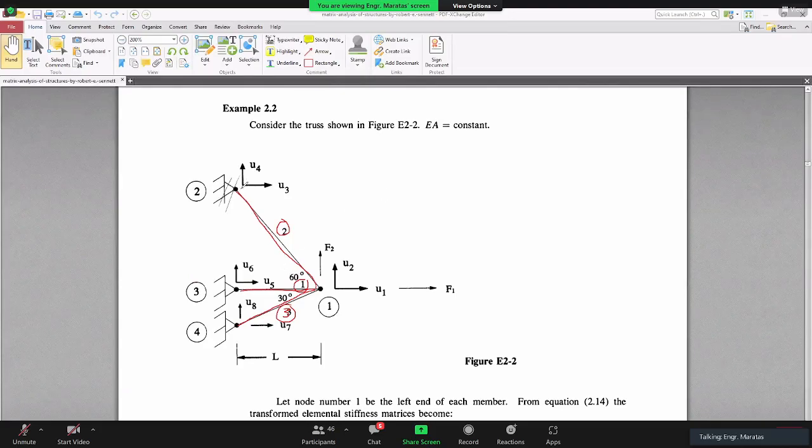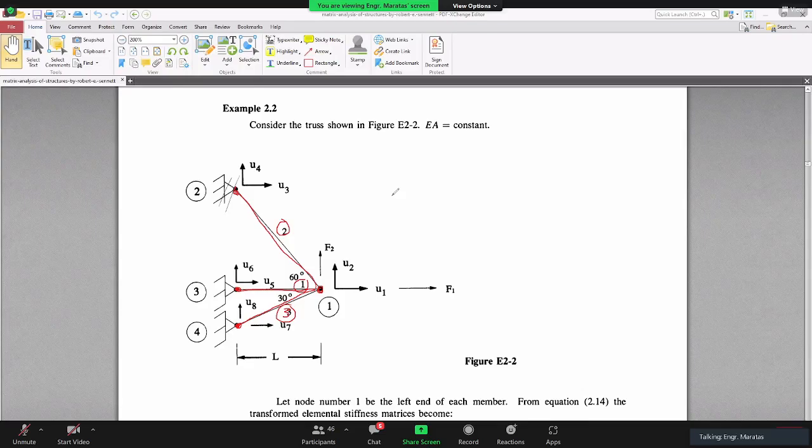By the way, for this truss, how many nodes are there? 1, 2, 3, and 4, times 2 degrees of freedom. That means the structure stiffness matrix is 8 by 8, right? So 4 nodes, then 2 degrees of freedom per node, that makes 8. So the size of the stiffness matrix for the entire structure is 8 by 8.